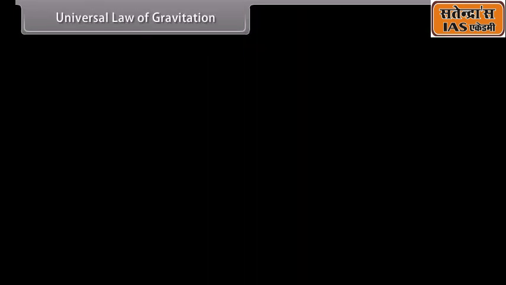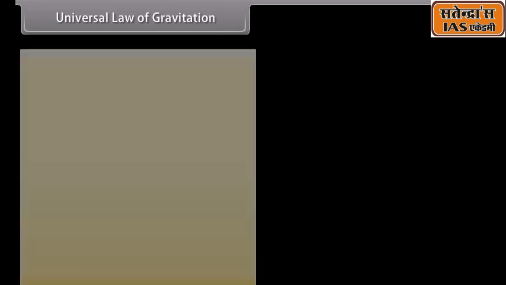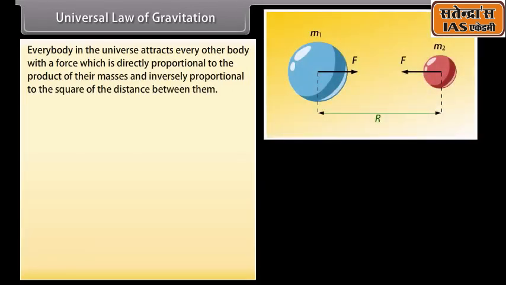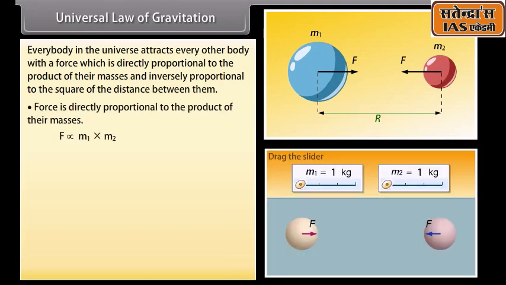Universal law of gravitation. Everybody in the universe attracts every other body with a force which is directly proportional to the product of their masses and inversely proportional to the square of the distance between them. Force is directly proportional to the product of their masses.